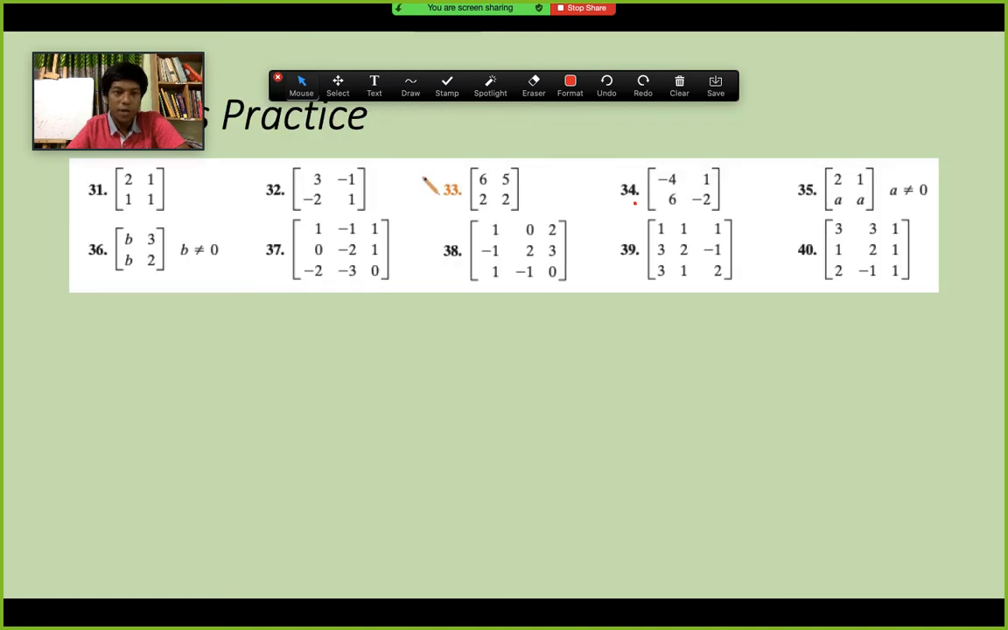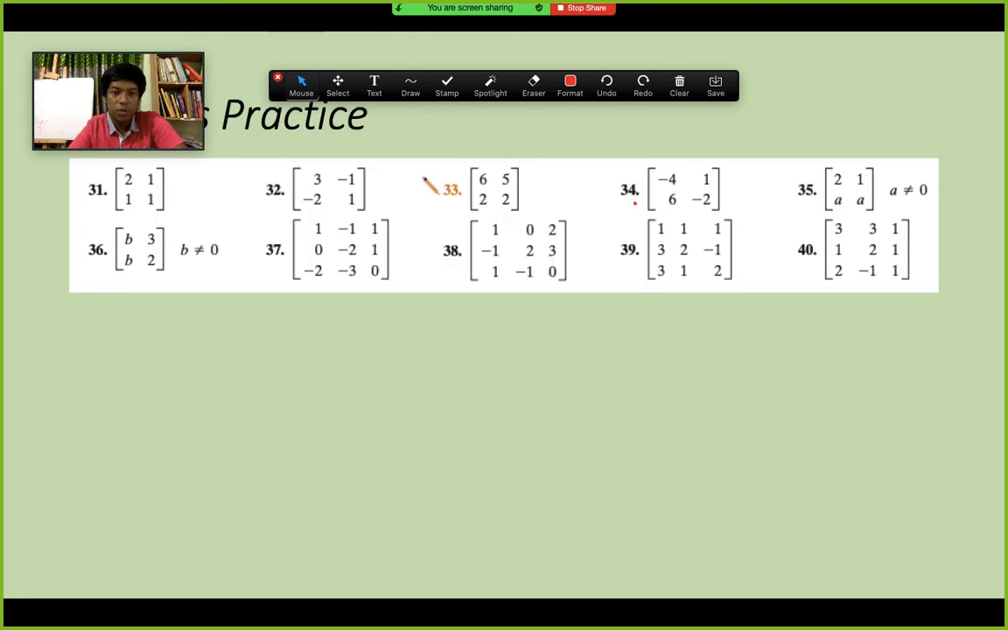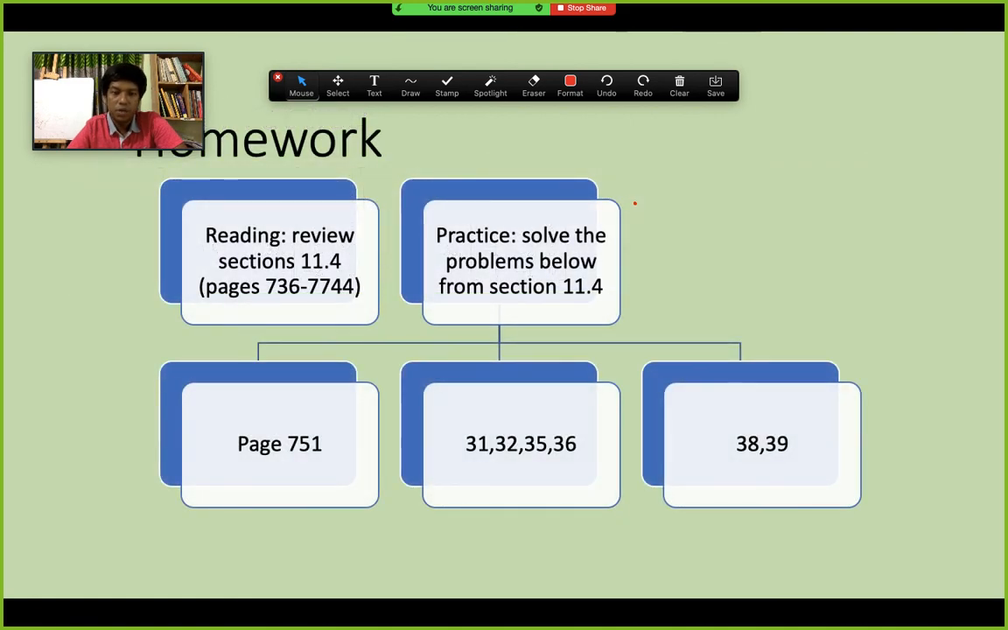Alright, so try to practice some maths like these: 31, 32, 35, 36, 38, and 39. We have all these maths here in this slide. So try to practice some from here, and we can solve a few more during the class, or we can introduce something new also if everything is fine.